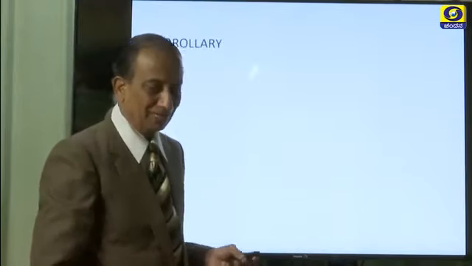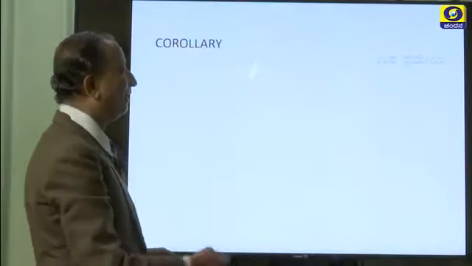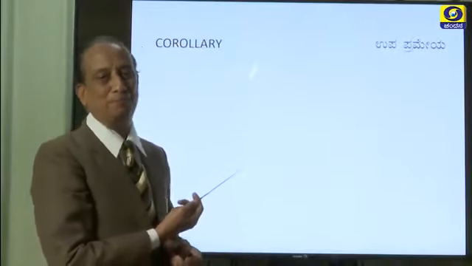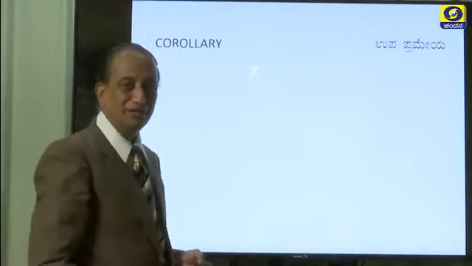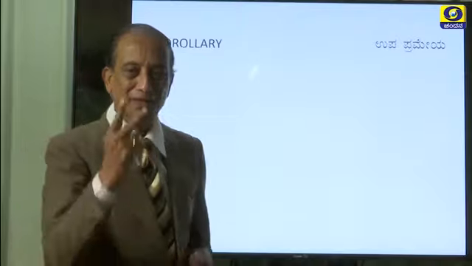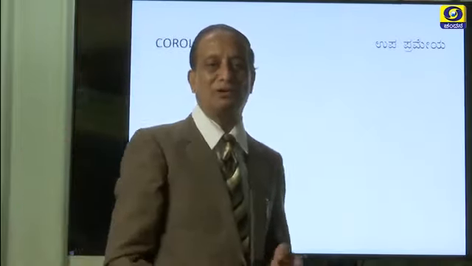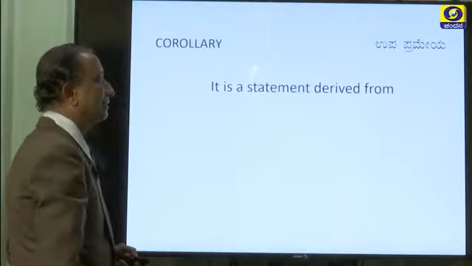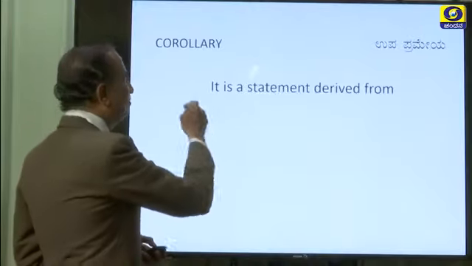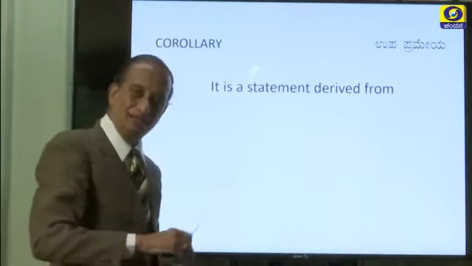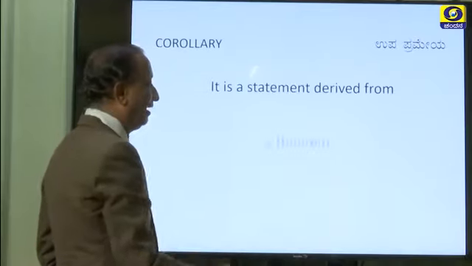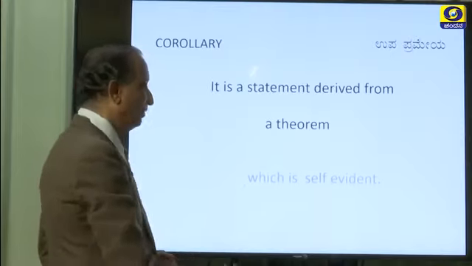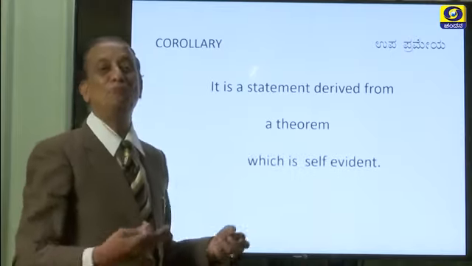Children, after the converse we also need to understand something called a corollary. In Kannada it is called upaprameya. Prameya means theorem, upaprameya means corollary. This 4.1 theorem has two beautiful corollaries. First, what do we mean by a corollary? A corollary is also a statement, also a theorem, derived from another theorem, which is self-evident, which is obvious.